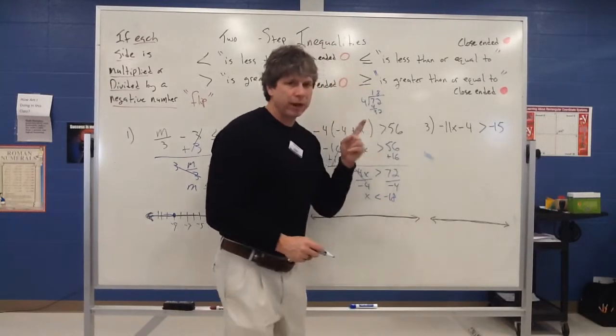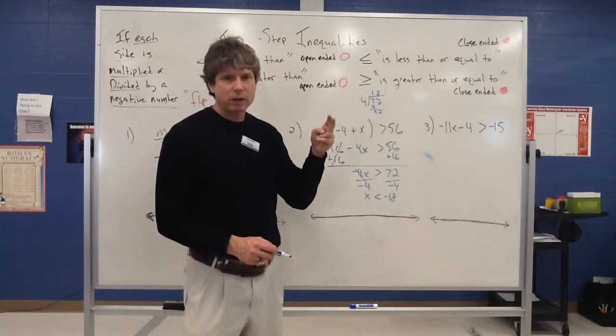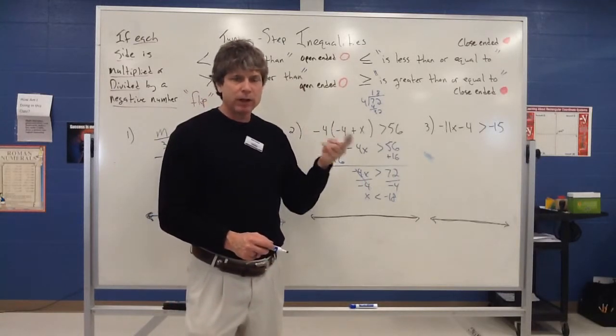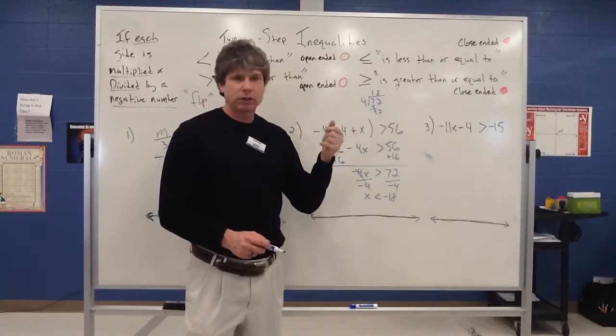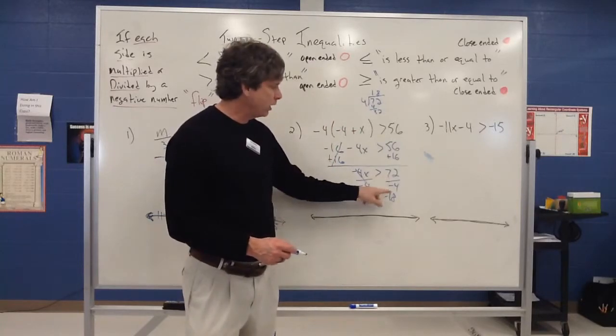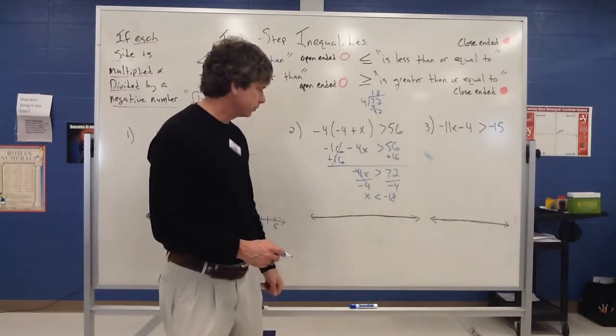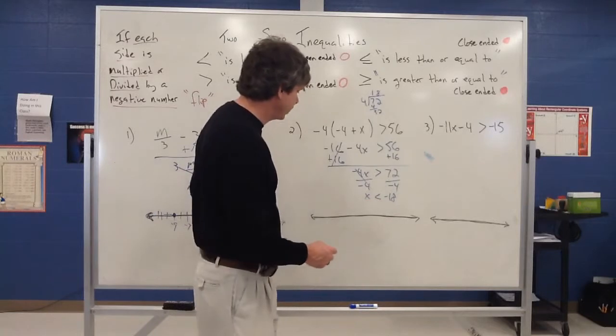Since we only have one negative in the problem, remember when you divide odd number negatives, it stays negative, and even number negatives, it's a positive answer. Since we only have one negative, it's going to flip to a negative answer. So x is less than or equal to a negative 18.